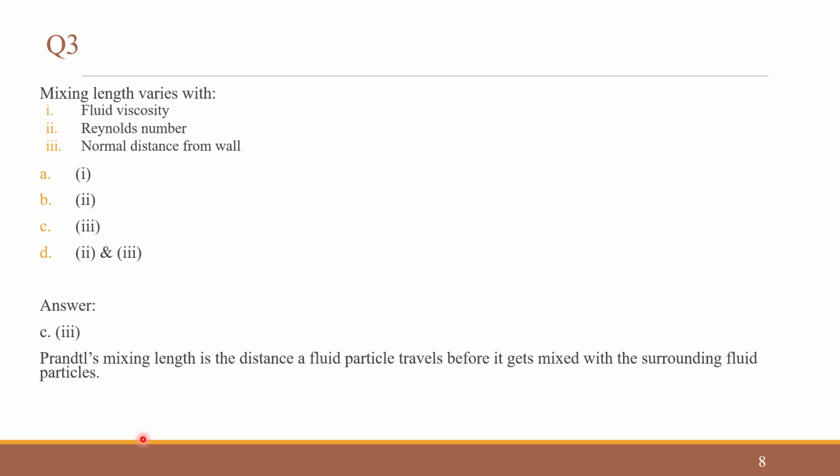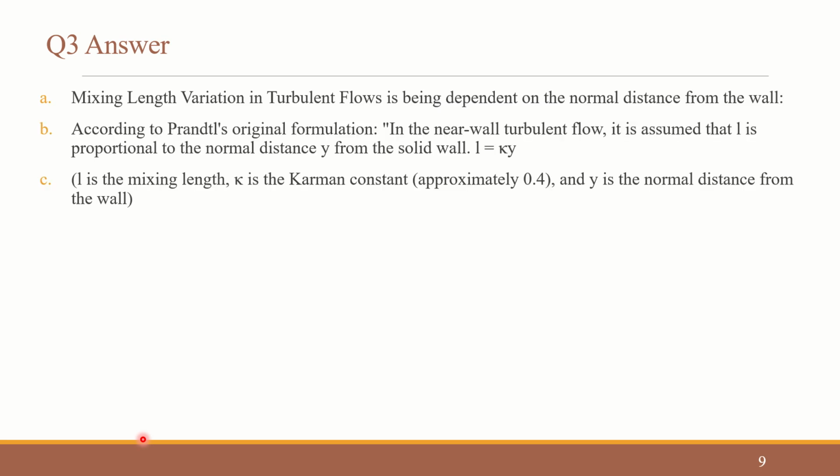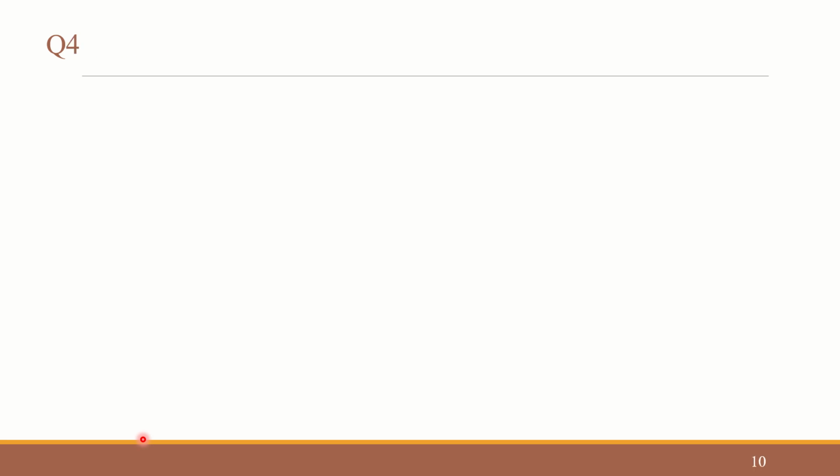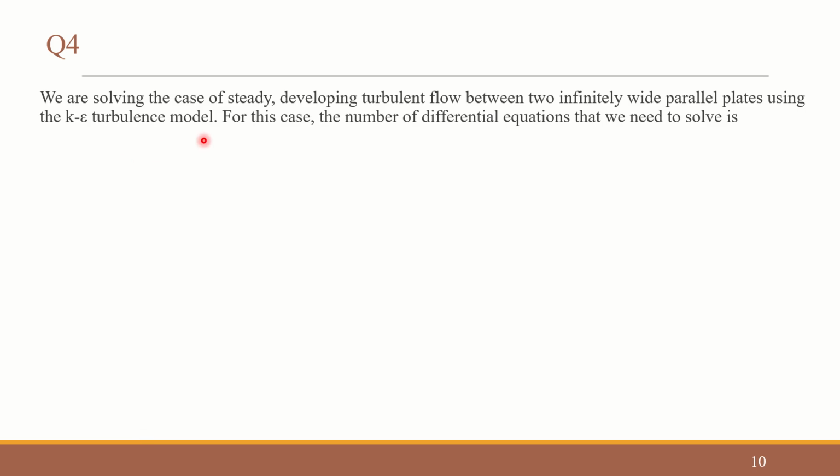So yeah, now we will go to question 4. In question 4, what is asked is that we are solving the case of steady developing turbulent flow between two infinitely wide parallel plates using the K epsilon turbulence model. For this case, the number of differential equations that we need to solve is dash. So what is given? We are solving the case of steady developing turbulent flow between two infinitely wide parallel plates using the K epsilon turbulence model.